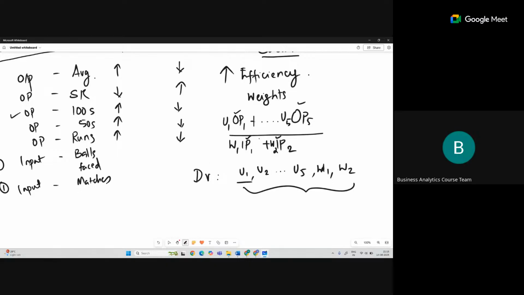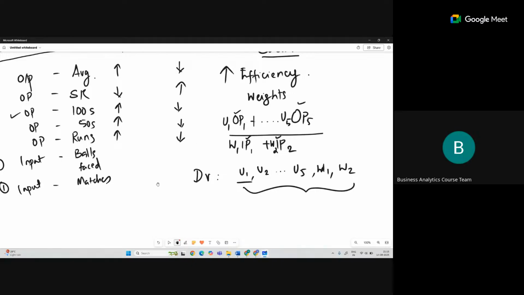Then whatever weights help Sachin maximize his efficiency, the same weights will be used on Virat to check whether Virat is efficient relative to Sachin. So you're relatively measuring. First you compute the weights for Sachin, use the same weights, and then solve the DEA problem for Virat. So you are not comparing apples with oranges. You are taking them on the same scale and comparing apple to apple. This is what we are doing in DEA.